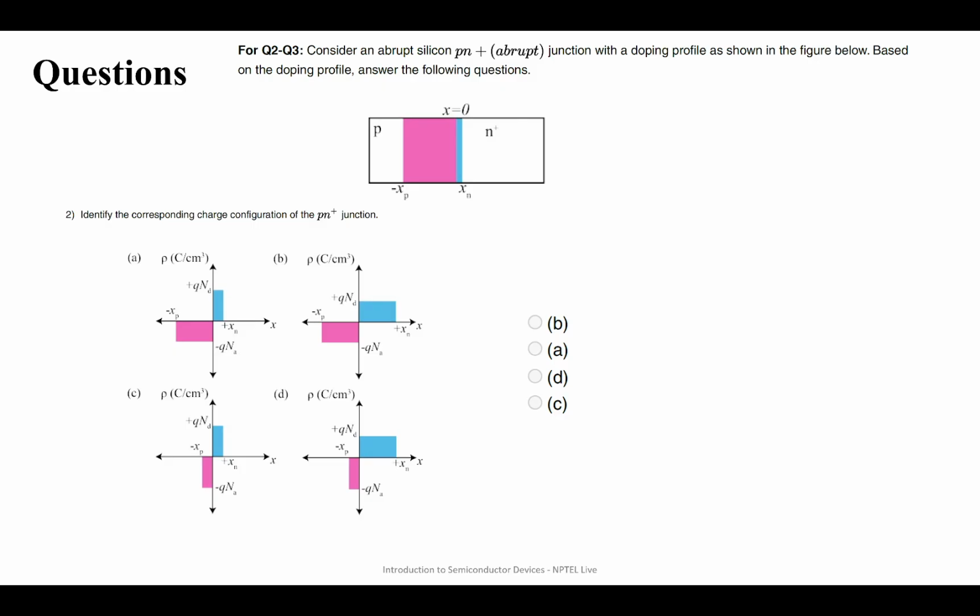For questions 2 and 3, consider an abrupt silicon PN plus junction with a doping profile as shown in the figure below. Based on the doping profile, answer the following questions. So this is the abrupt PN junction. Identify the corresponding charge configuration of the PN junction. Which of these will be the correct charge configuration for this PN junction?